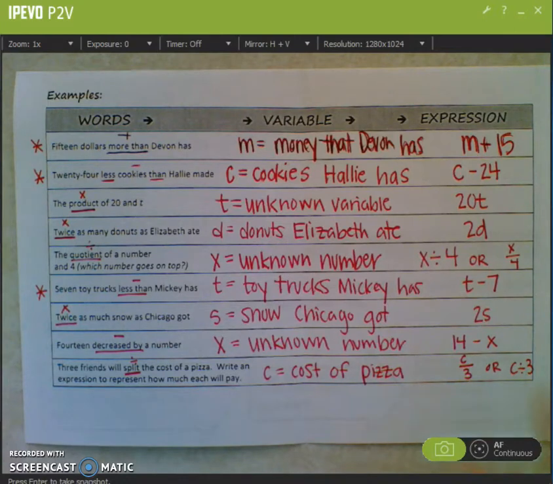And then I wrote my expression. Expression does not have an equal sign. T minus 7. 7 toy trucks less than Mickey has. Mickey started with T, and then we take away 7 to see how much is left.